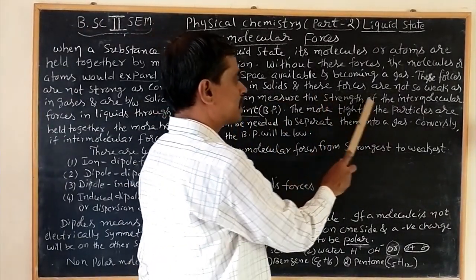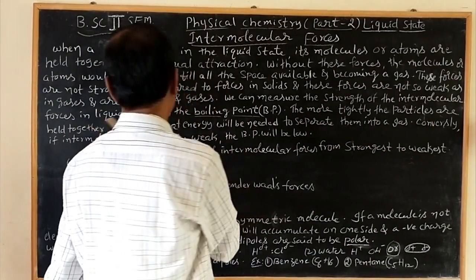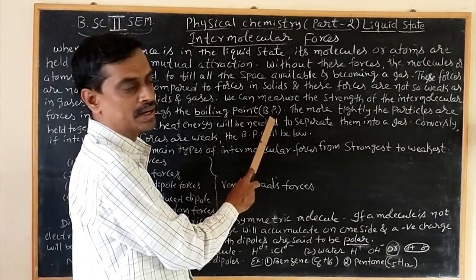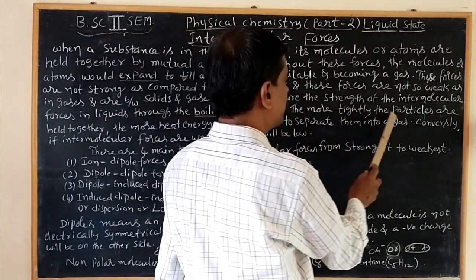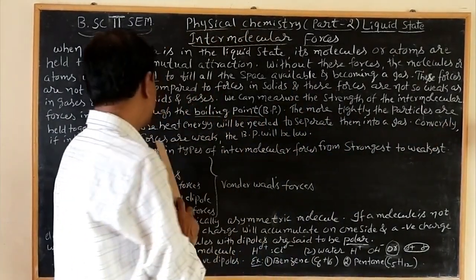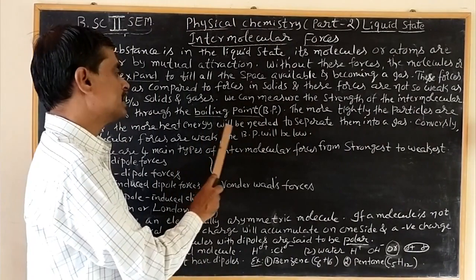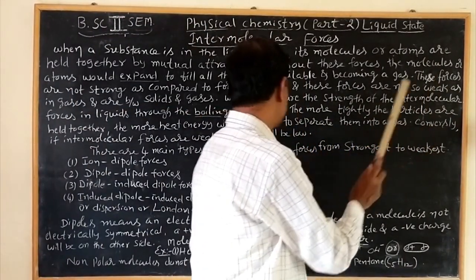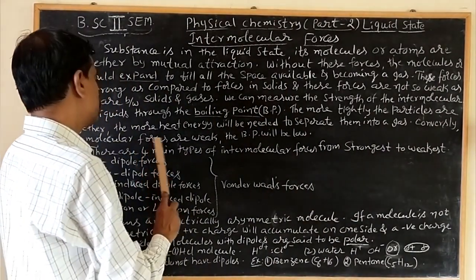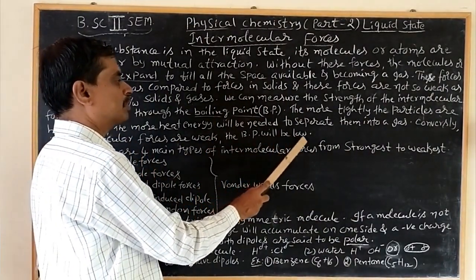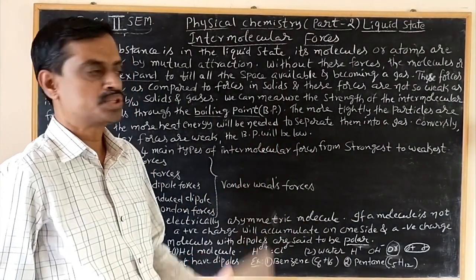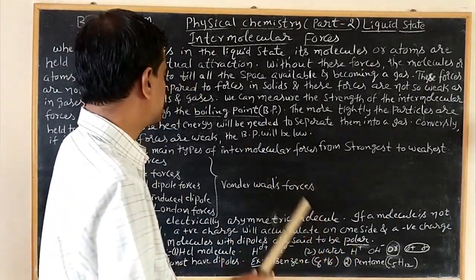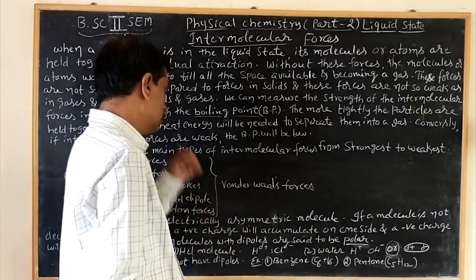We can measure the strength of the intermolecular forces in liquid state through the boiling point, shortly you can call it as BP. The more tightly the particles are held together, the more heat energy will be needed to separate them into a gas. Conversely, if intermolecular forces are weak, the boiling point will be low. If the intermolecular forces are more, the boiling point is high. If the intermolecular forces are less, then the boiling point will be low.